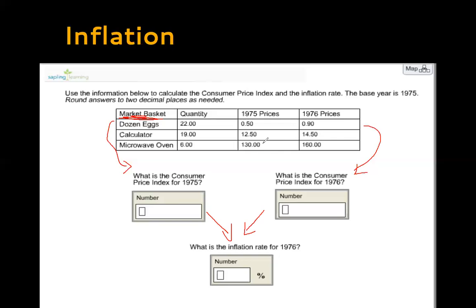You don't have to do the math, and I'm going to repeat this. But market basket to CPI, CPI to inflation rate. And again, your key word, price, because price lets you know that you're dealing with inflation.